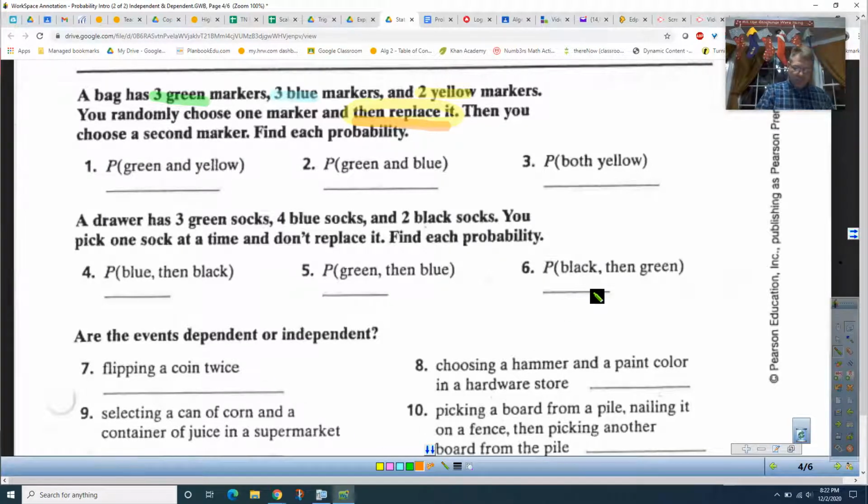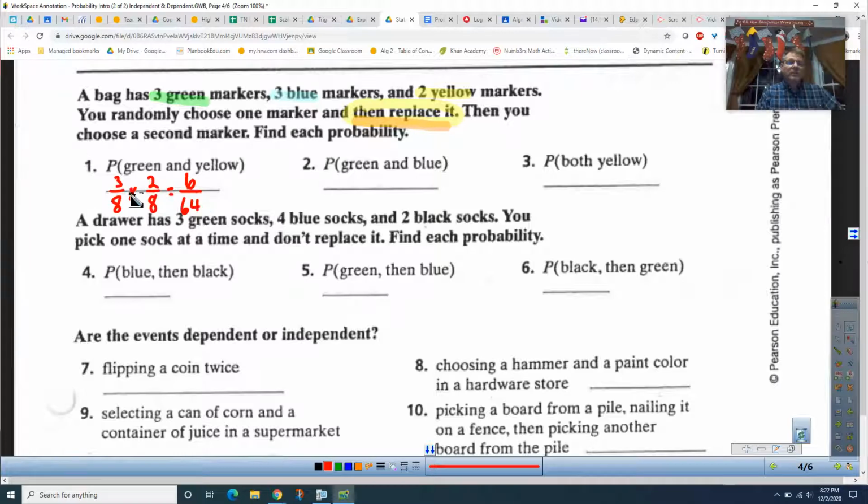All right. So you're going to find the probability of getting a green and a yellow. So what's the chances of getting a green? Well, that's 3 out of 3, 6, 7, 8. So that's 3 out of 8. All right, what's the probability of getting a yellow? Well, since you put the marker back into our bag, it's the same as there was before. So there's still 8 markers, okay? And now the chances of yellow is 2 out of 8. All right, so we're going to multiply these two guys, right? So 2 times 3, that's 6. 8 times 8 is 64.